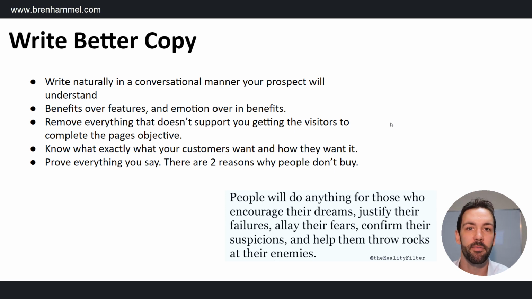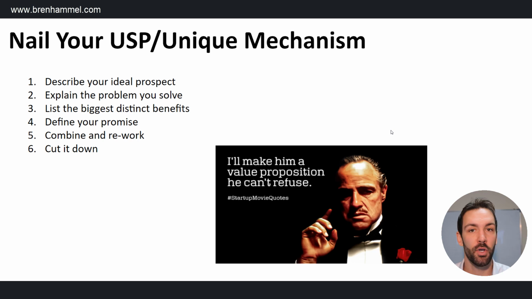Now, this is the last one, but certainly not the least, one of the most powerful slides in this slide deck, and it's your value proposition. I like to think of it as a unique mechanism because it just fits my weird brain a little bit better. And the way I like to think about it is, what kind of unique way do you provide a better result than your competitors?